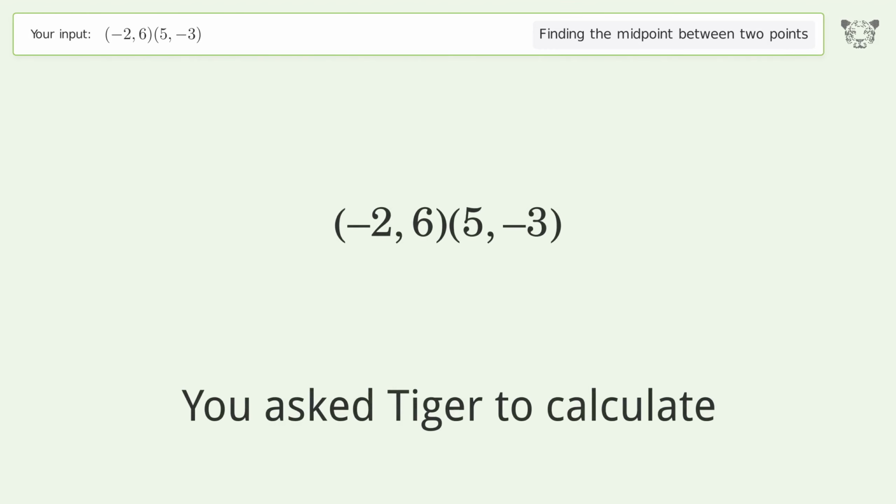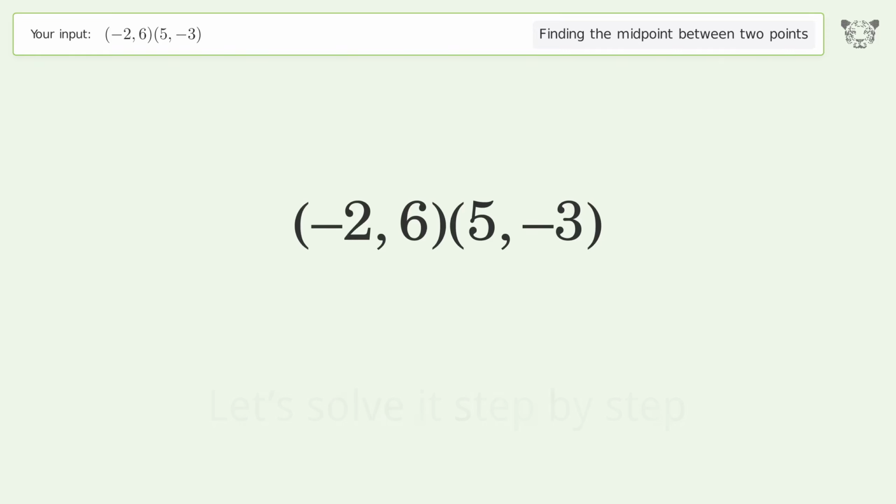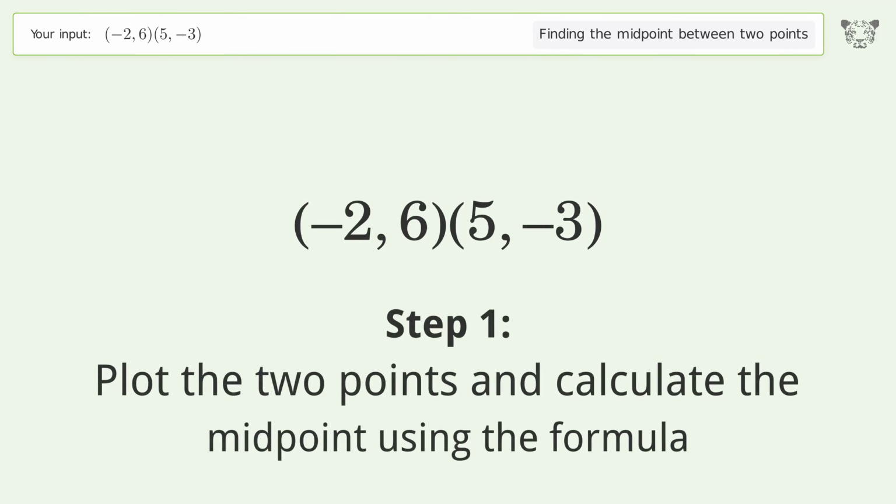You ask Tiger to calculate. This deals with finding the midpoint between 2 points. The midpoint between the 2 points is 1.5, 1.5. Let's solve it step by step. Plot the 2 points and calculate the midpoint using the formula.